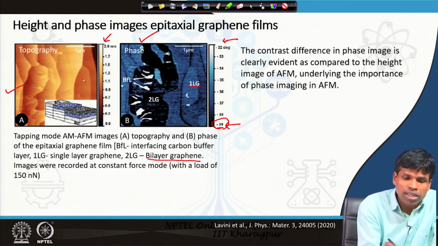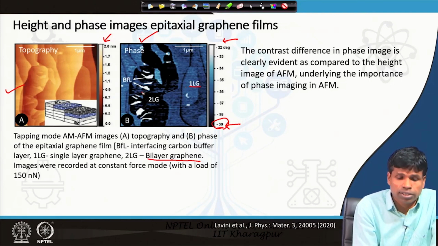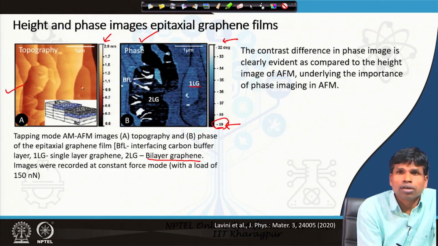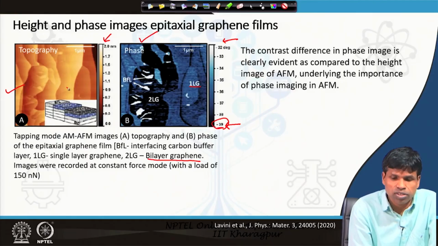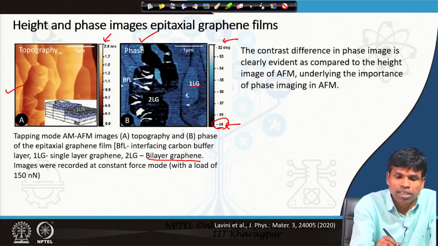So, the sample is presenting how two different phases exist in the sample: one layer graphene, two layer graphene, and the buffer layers, which was not able to be confirmed from the topography image. The topography image will tell us height, and in this way this gives the importance of phase imaging in the AFM.